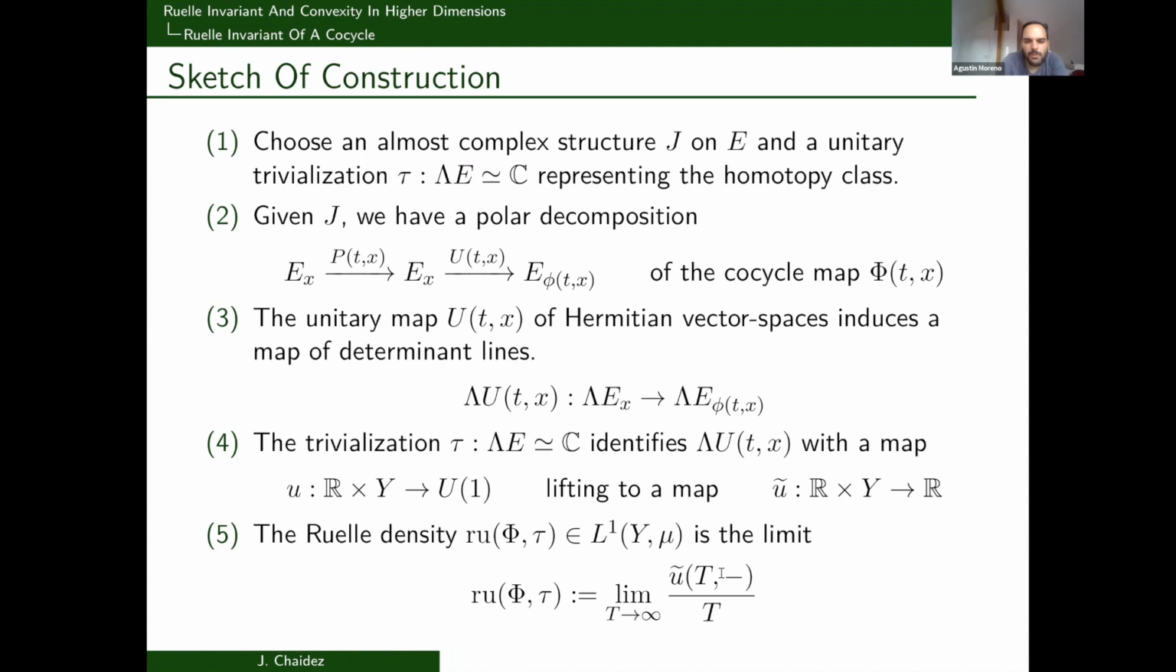So Julian, just one stupid question. Why do you have an R in the domain of U? R in the domain. So like big U, the cocycle depends on a time and an X.